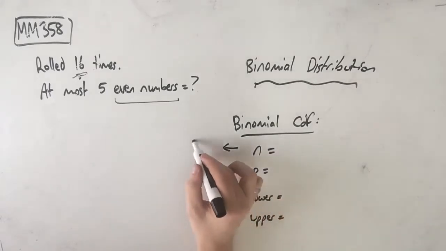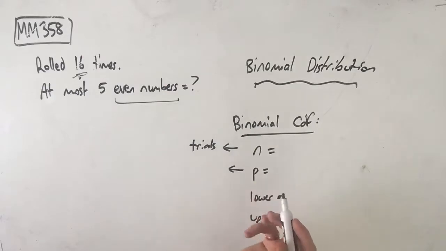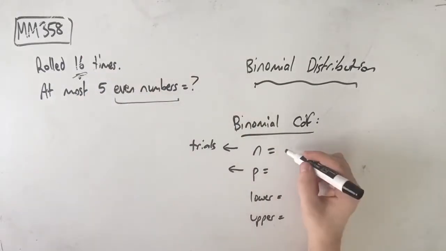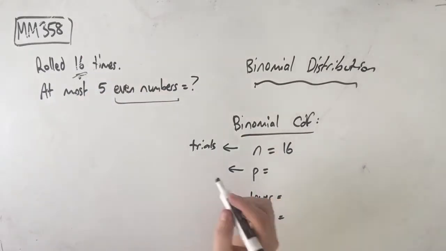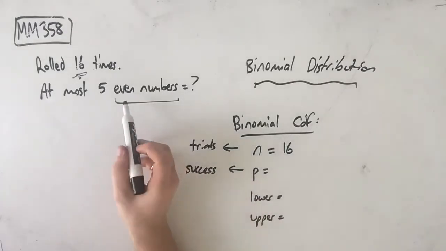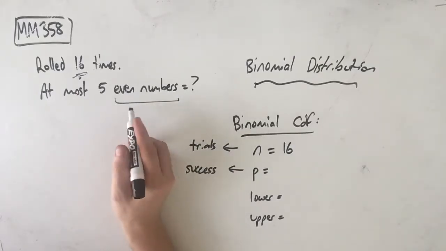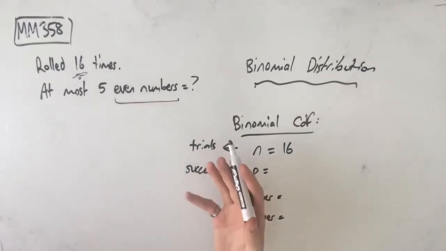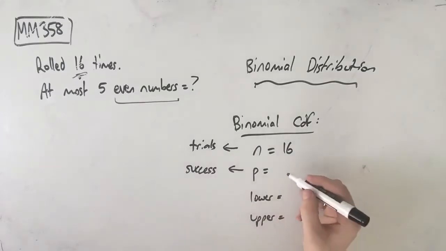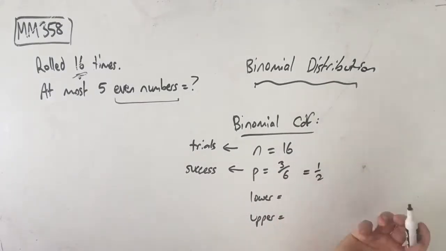Now N is our number of trials, or our number of attempts that we're dealing with, right? So in this case, we're rolling it 16 times, which means our N value is 16. Now, P is our probability of success. In this case, a success is counted when we roll an even number. Now, what's the probability that we roll an even number? Well, there's 3 even and 3 odd on a die. So the probability that we roll an even is 3 out of 6, or 1 out of 2, right?